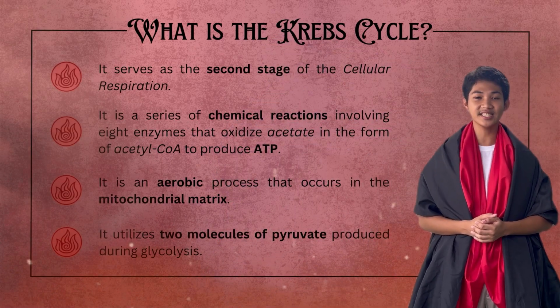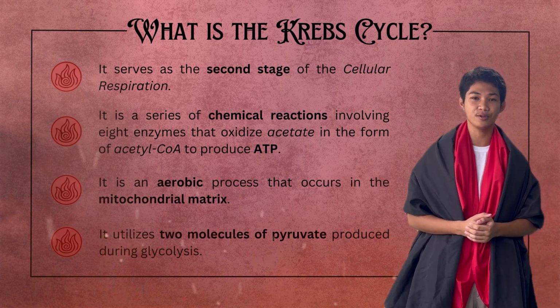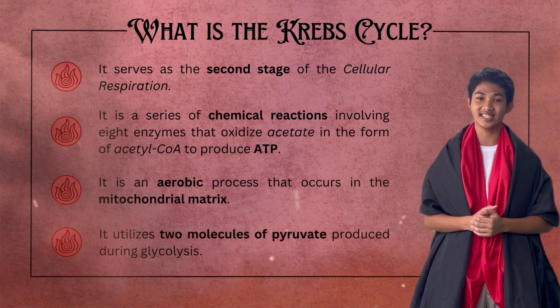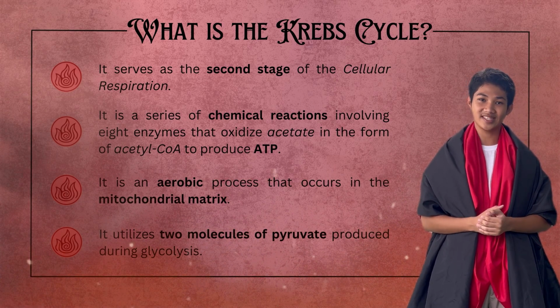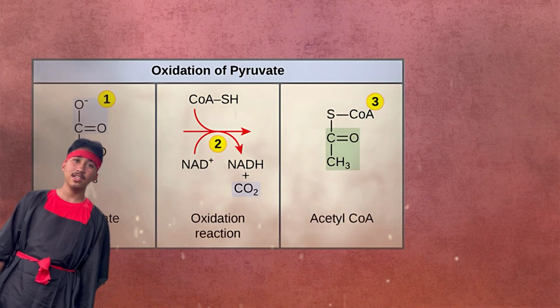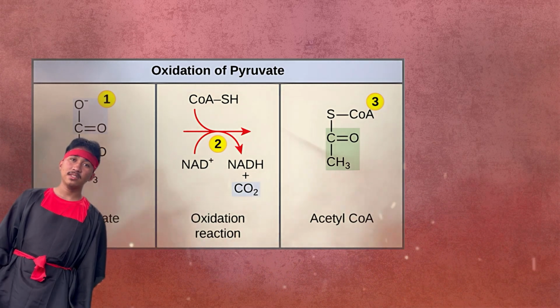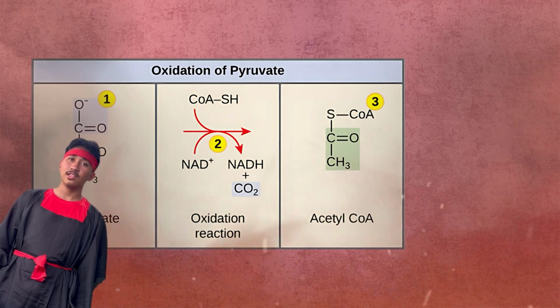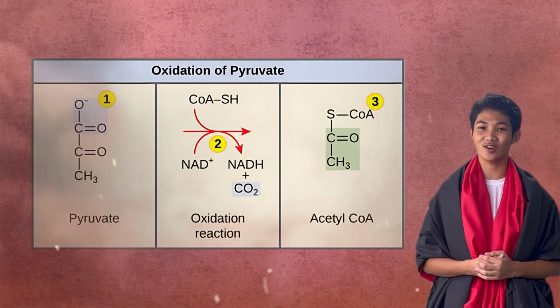The Krebs cycle, also known as the citric acid cycle, serves as the second stage of cellular respiration. This cycle is a chain of chemical reactions that release energy in the form of ATP, using 8 enzymes that completely oxidize acetate from acetyl-CoA, or acetyl coenzyme A. Unlike glycolysis, the Krebs cycle is an aerobic process, meaning it requires the presence of oxygen, and it occurs in the mitochondrial matrix. The Krebs cycle, however, utilizes the 2 molecules of pyruvate produced during glycolysis. Before the cycle itself, pyruvate produced from glycolysis enters the mitochondrial matrix.